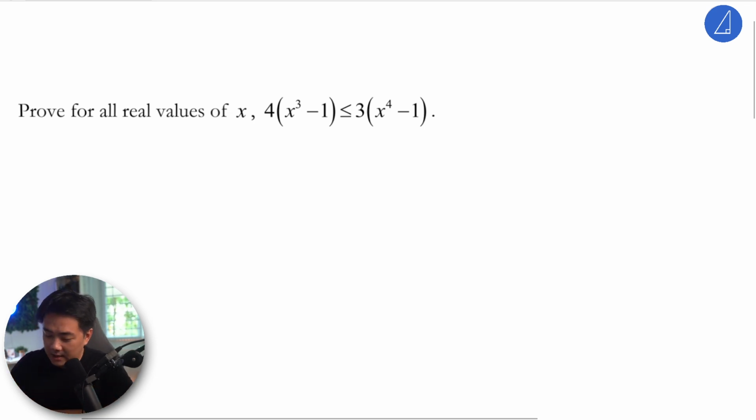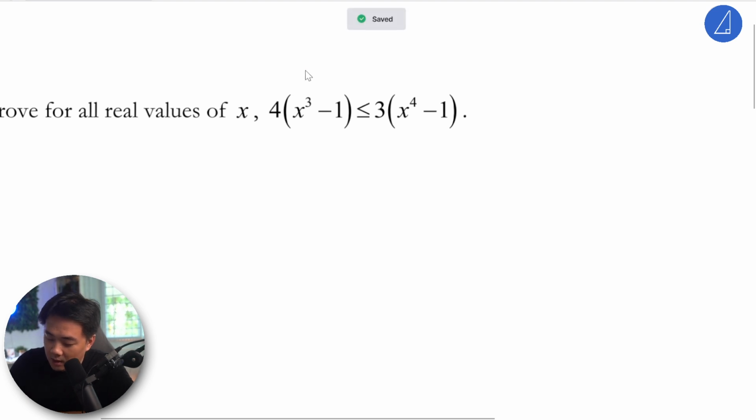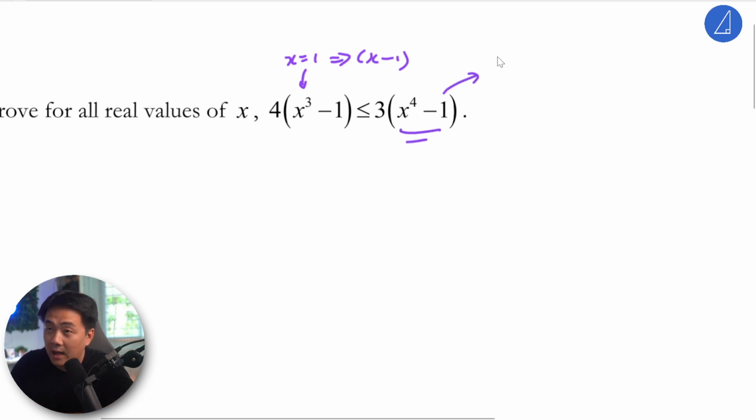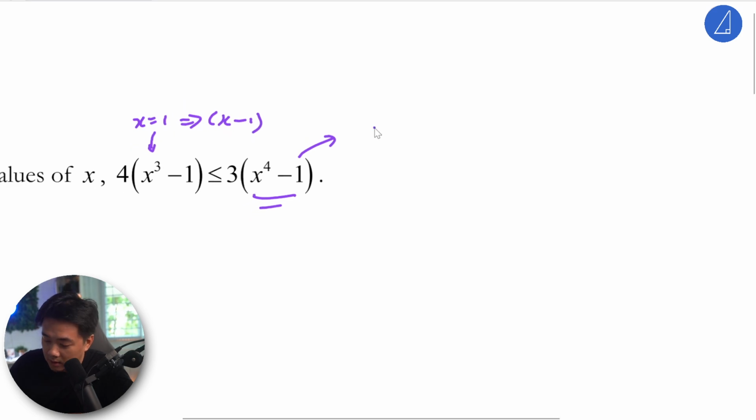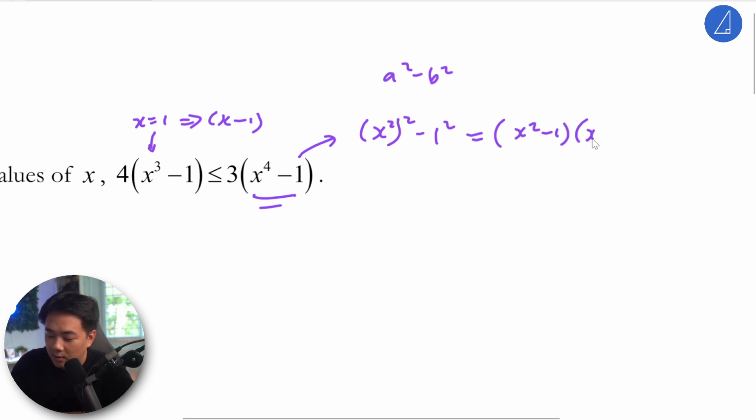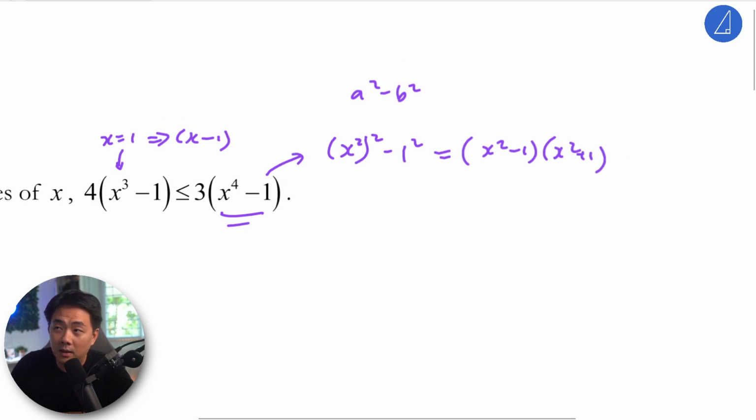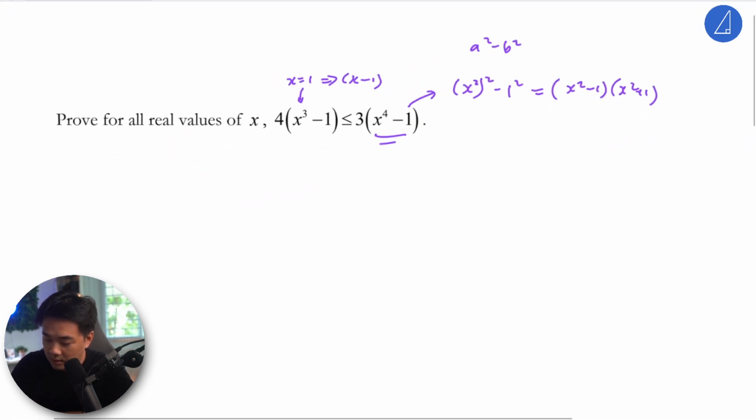In this case, it's not hard to see that x equals 1 is a root. So essentially, x minus 1 is a factor. Similarly with this one, which is more interesting: x to the power 4 minus 1. I'm going to put this as such so that I could use a squared minus b squared. Then I'm going to use x squared minus 1 and x squared plus 1.